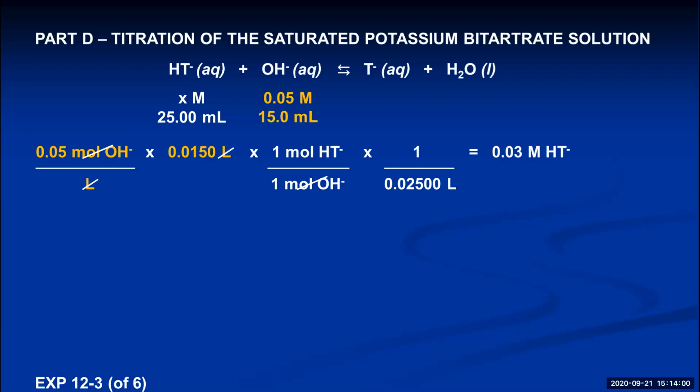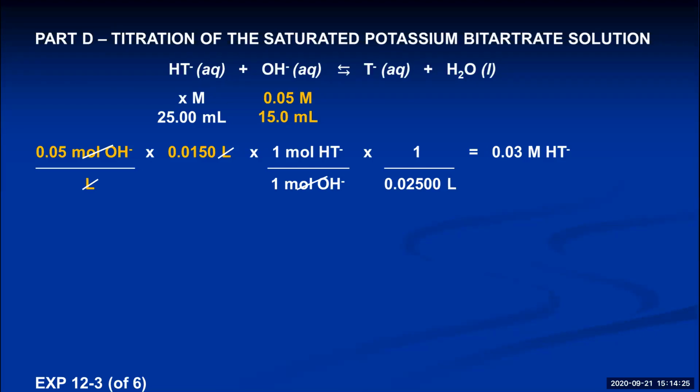Why is that significant? Because that was x in our ICE table from before. And remember, x also stood for the molar solubility. So therefore, we've calculated that the molar solubility of potassium bitartrate in pure water from these fictitious numbers here would be 0.03 molar.